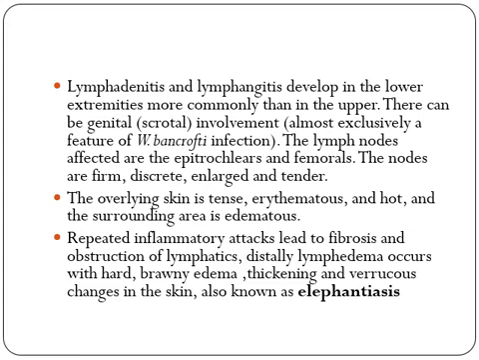There can be genital scrotal involvement, an almost exclusive feature of Wuchereria bancrofti infection. The lymph nodes affected are epitrochlear and femoral, and the nodes are firm, discrete, enlarged, and tender. Later on, the lymph nodes and lymphatics are obliterated, so the overlying skin will be tense, erythematous, and hot at first, and the surrounding area is edematous.